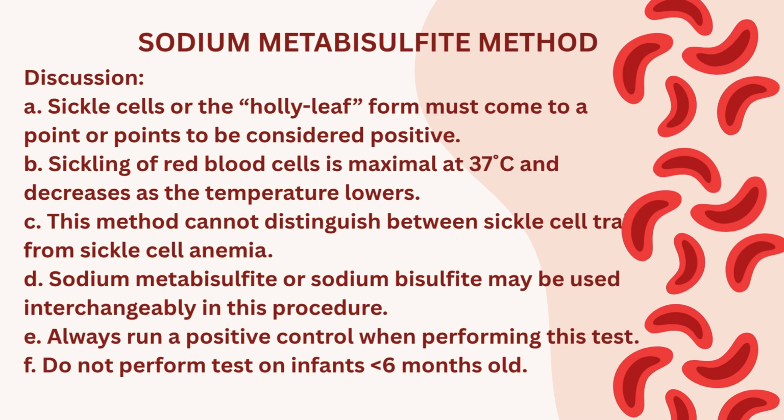Elongated cells with a rounded end must not be confused with sickle cells. Sickling of red blood cells is maximal at 37 degrees Celsius and decreases as the temperature lowers. This method cannot distinguish between sickle cell trait and sickle cell anemia. If the sickle cell preparation is positive, perform hemoglobin electrophoresis to determine the presence of the trait or anemia and to identify the type of sickling hemoglobin present.